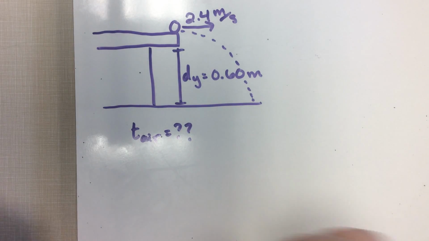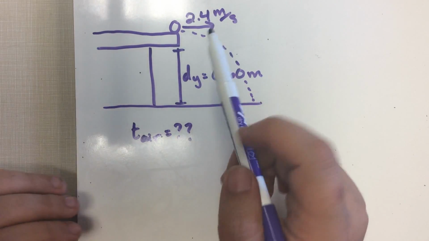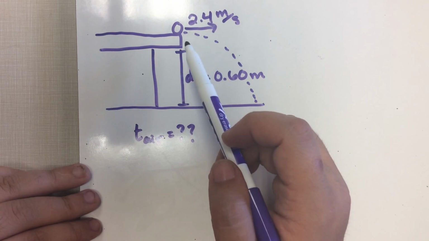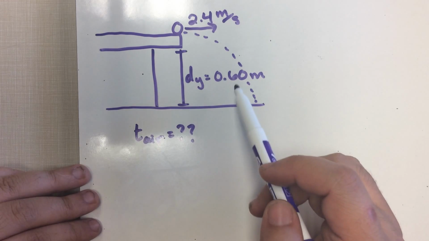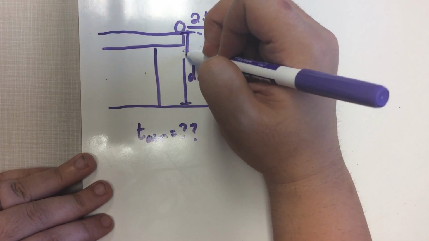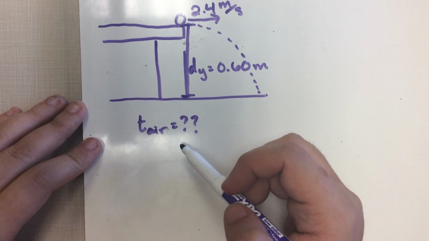Suppose a pool ball leaves the edge of a table with a speed of 2.4 meters per second, and the height of the table is 0.60 meters. We first want to figure out the time it's in the air.